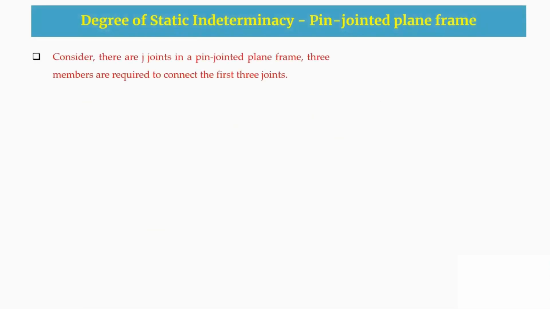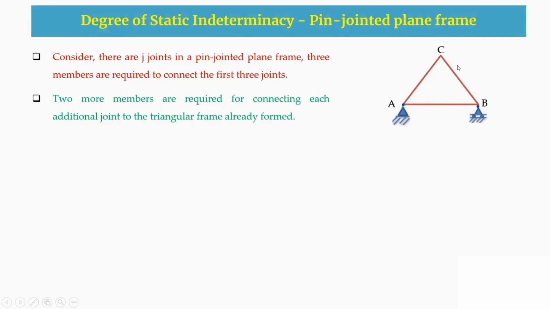So now coming to the next slide. It is the degree of static indeterminacy for a pin jointed plane frame. Generally there are j joints in a pin jointed plane frame. For 3 members, we require 3 joints, so that it forms a basic triangle. So 3 joints and 3 members, it is a pin jointed plane frame.